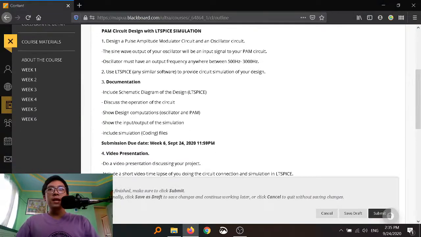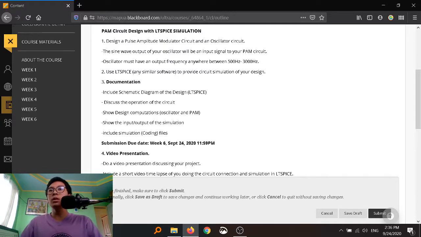And we are tasked to design a pulse amplitude modulator circuit and an oscillator circuit. So the sine wave output of your oscillator will be an input signal to your pulse amplitude modulation circuit. And the oscillator must have an output frequency anywhere between 500 hertz to 3000 hertz.